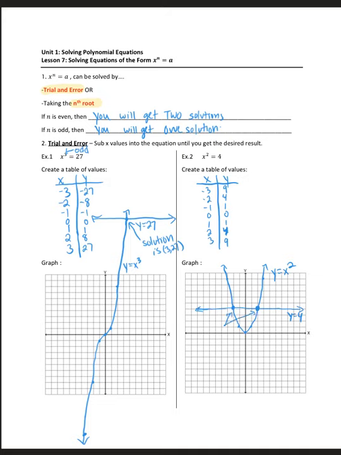Just like our note said, if you have an equation with an even exponent, you're going to have two solutions. So the solutions here are plus or minus 2, and your y value is 4. So they cross at plus or minus 2, showing that, again, they have two solutions. So let's look at this in a different way. We could also take the nth root, which isolates the variable.